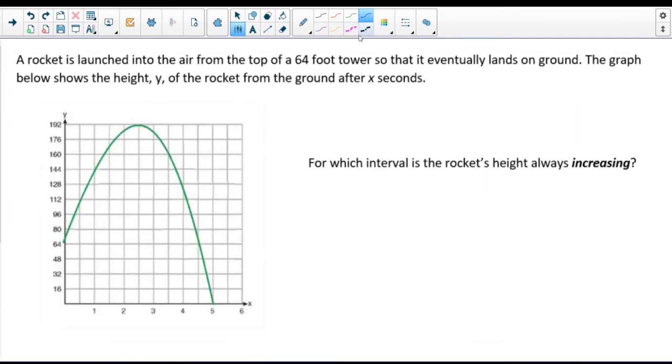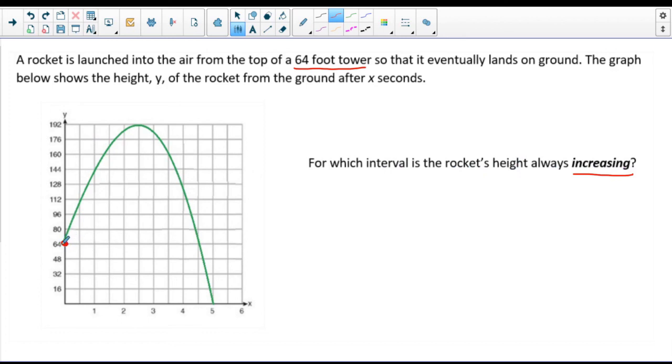Okay, one last example here. In this word problem, I'm saying a rocket is launched into the air from the top of a 64-foot tower. That just means that our intercept here, where x is 0, we're starting off at 64, or y is 64, and eventually it's going to land on the ground. The graph below shows the height y of the rocket from the ground after x seconds. This is plotting the trajectory of the rocket. The y is the height as we go through time. All I'm really asking is, for which interval is the rocket's height increasing? So when is the height increasing?